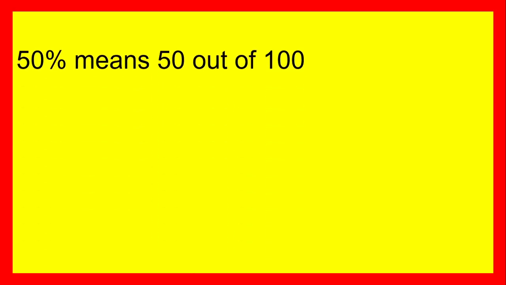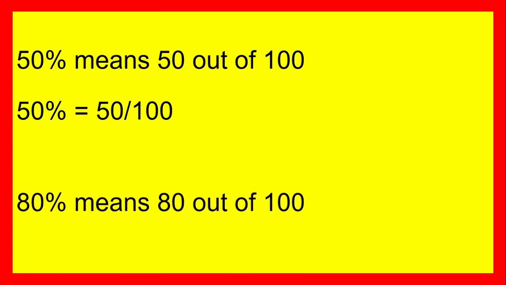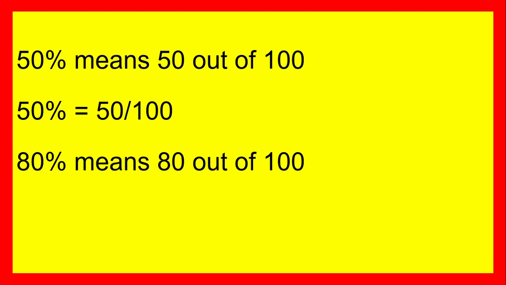Another example, if you see this figure 50%, that means 50 out of 100, and it is 50 divided by 100. 80% means 80 out of 100, and it means 80 divided by 100 as well.